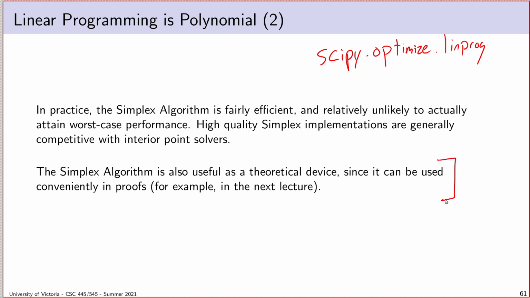There's also this. The simplex algorithm, because of the properties of the LP that it exploits, is useful as a theoretical device. So we can actually use the algorithm in proofs to make statements about linear programs in general, not just about how to solve them with the simplex algorithm. And I could argue that we've already done that because proving Bland's rule worked required using the algorithm, but that doesn't really count. That's not fair because that was a proof about the algorithm.